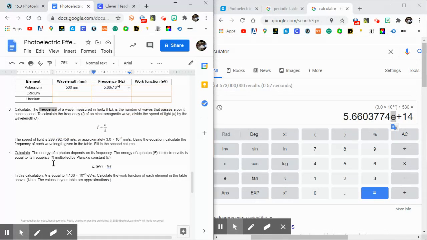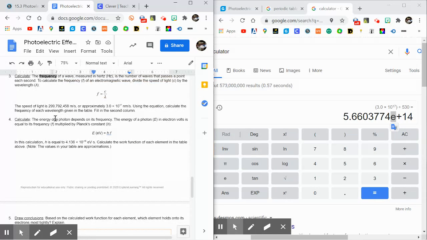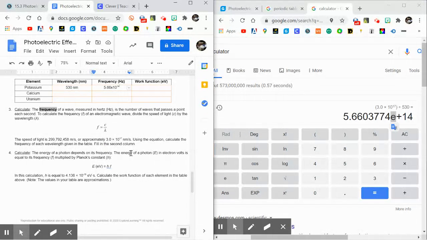Now what I need to do is calculate the energy of a photon. The energy of a photon depends on its frequency. The energy of a photon in electron volts is equal to its frequency multiplied by Planck's constant. Planck was a German physicist, and he is credited with a lot in modern physics. In this calculation, h is Planck's constant, 4.136 times 10 to the negative 15 electron volt seconds.